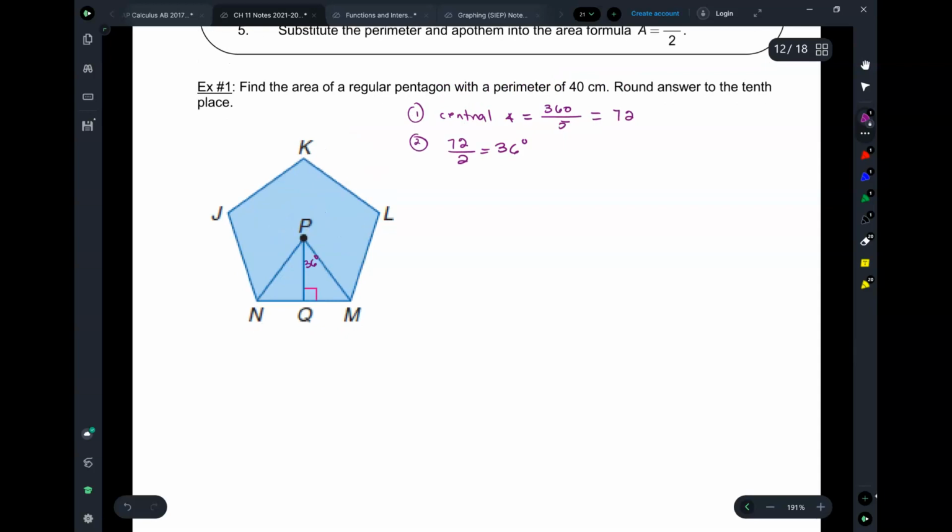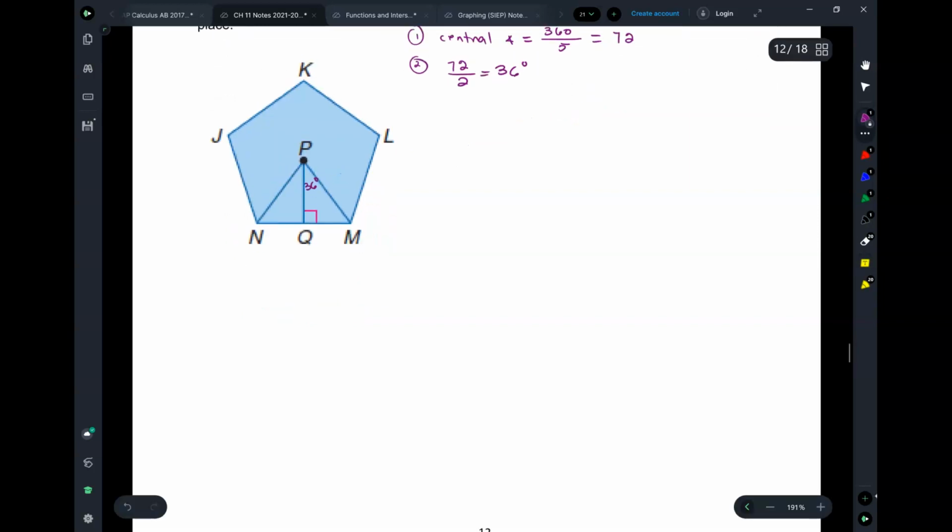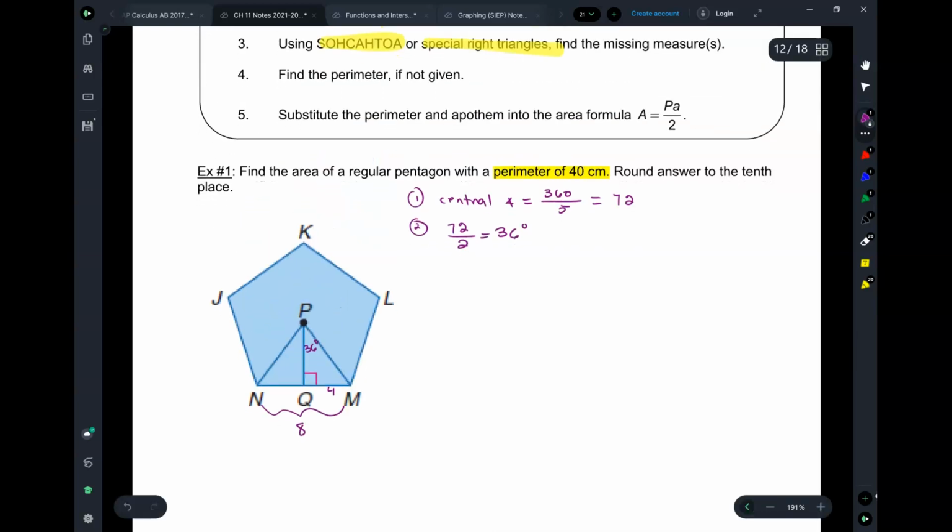All right, let's talk about sides. This pentagon has a perimeter of 40. So how big is each side of the pentagon? 8. So this whole thing, the side is 8. The apothem bisects the side, so this part is 4. Okay? So that's number 2, right? We drew the apothem, we bisected the angle, we bisected the side.